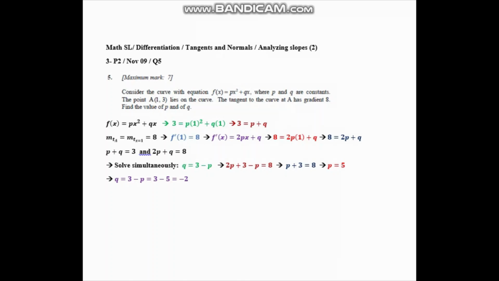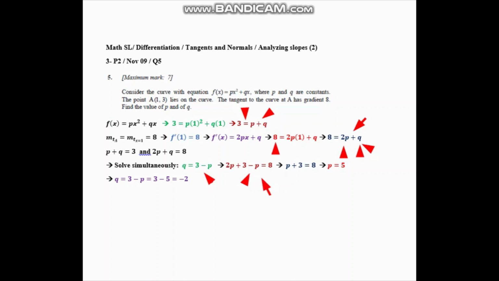Finally, I solve the two equations I obtained simultaneously. You can use the GDC, of course, because this is a paper 2 question, but this is also a very simple algebraic problem to solve. You just isolate one of the variables like I did here. I isolated the q in the first equation, so q equals 3 minus p, and I substituted 3 minus p for q in the second equation, so I have 2p plus 3 minus p equals 8, as you can see in the red equation right there.